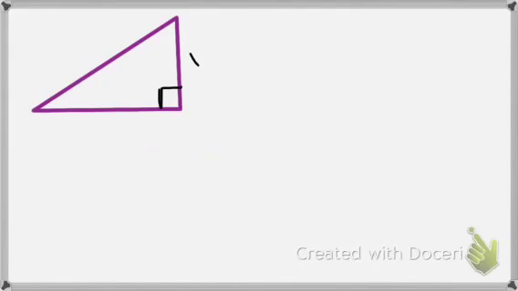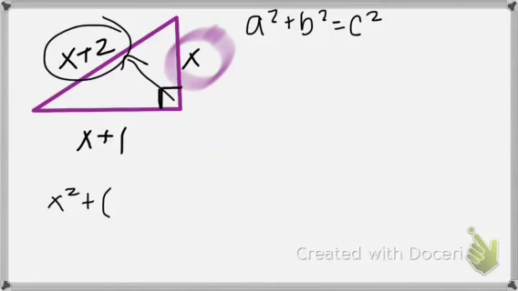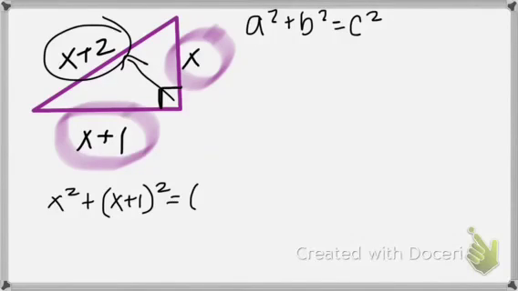Now we're going to try one that's a little bit more difficult. So we have x, x plus 1, and x plus 2. Our hypotenuse is across here, so that's our c squared. So a squared plus b squared equals c squared. So my first term, my a is x, my b is x plus 1, so I'm going to write x plus 1 quantity squared equals x plus 2, and again, that's quantity squared.